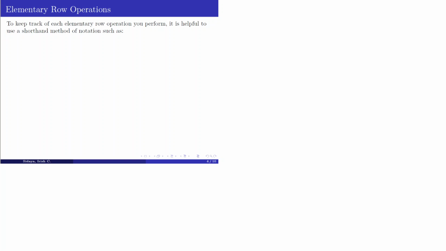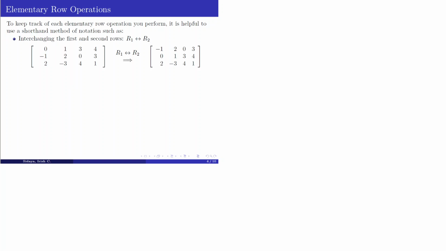Now, to keep track of each elementary row operation you perform, it would be helpful to use a shorthand method of notation. For interchanging the first and second rows, we use this notation. So we use a double arrow to mean that we interchange row 1 and row 2. In here we have 0, 1, 3, 4 as row 1, and then we have 0, 1, 3, 4 here as row 2, and then our row 2 here becomes our row 1 here.